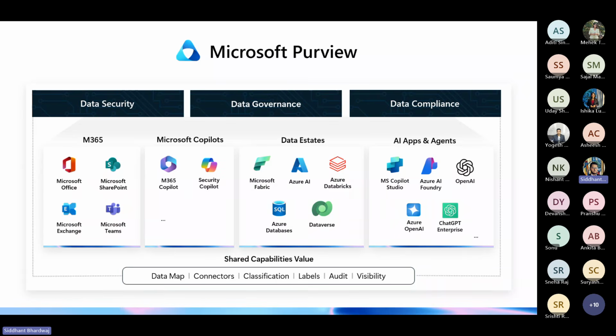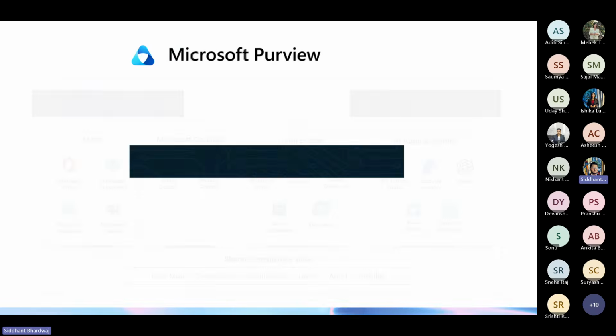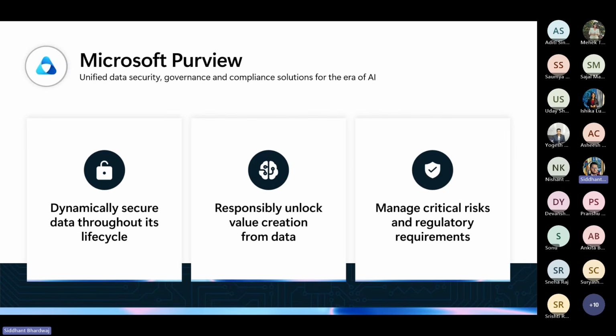Microsoft Purview helps you to map the data, classify with labels, audit, and ensure visibility across all these platforms. There are multiple internal segregations within what Purview does. What it actually does is dynamically secure our data throughout its life cycle. And the word life cycle here carries a lot of importance, and we'll look into that a bit later in the presentation as well. It unlocks value creation for data and manages critical risk and regulatory requirements throughout your environment.